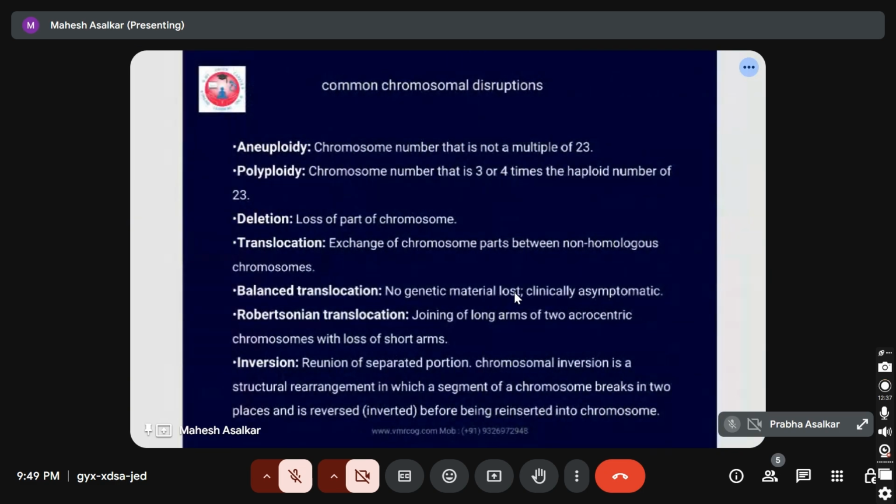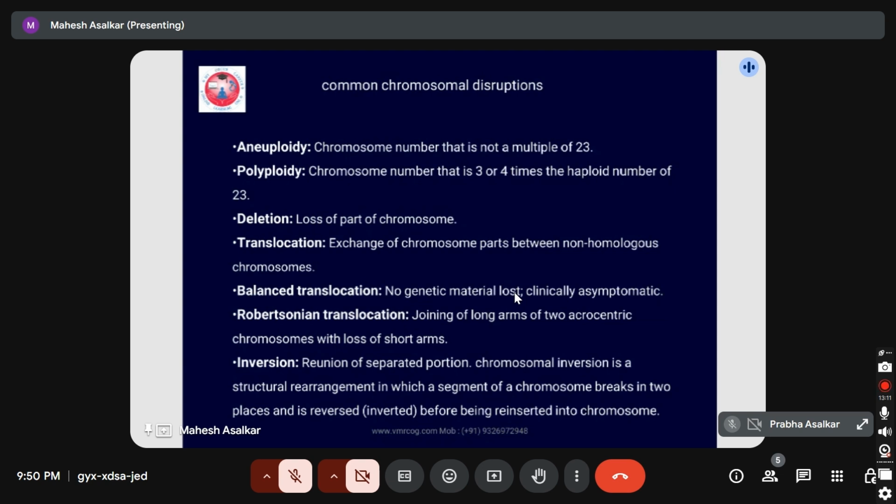Okay, so common chromosomal disruptions are aneuploidy, where the chromosome number is not a multiple of 23. Then you can have polyploidy, a chromosomal number that is 3 or 4 times the haploid number of 23. Then there can be deletion, that is loss of part of a chromosome. Then translocation, exchange of chromosome parts between the non-homologous chromosomes. So with non-homologous chromosomes, there will be exchange of chromosomal parts. You can have balanced translocation where no genetic material is lost and clinically it is asymptomatic.